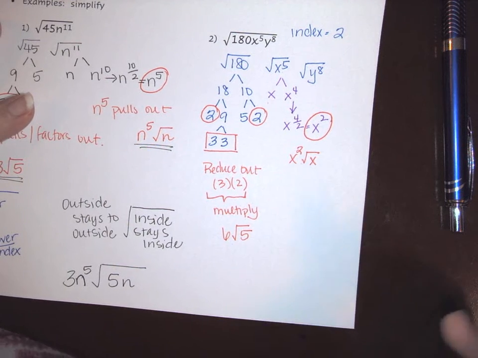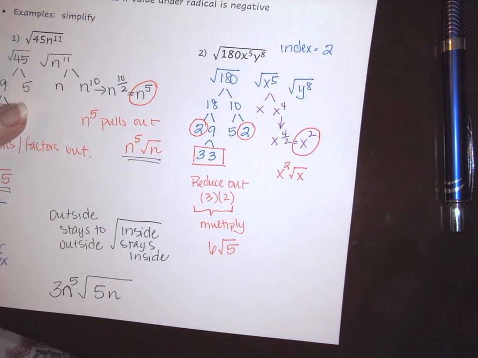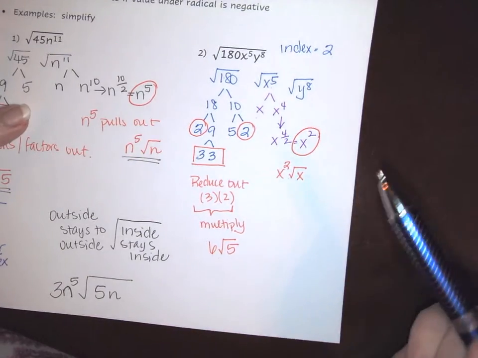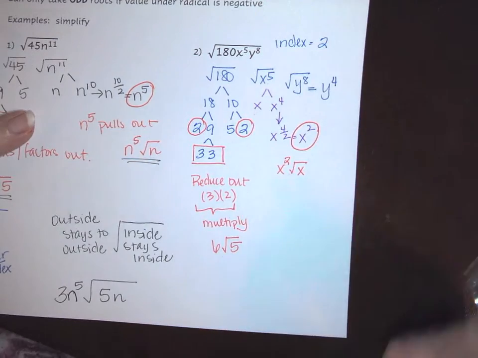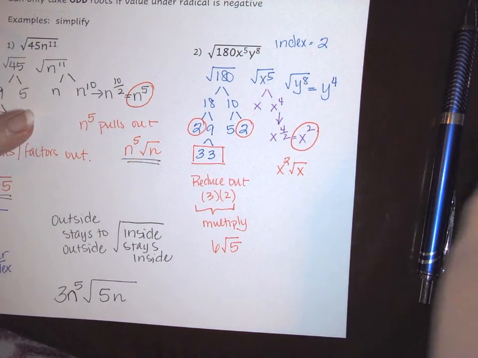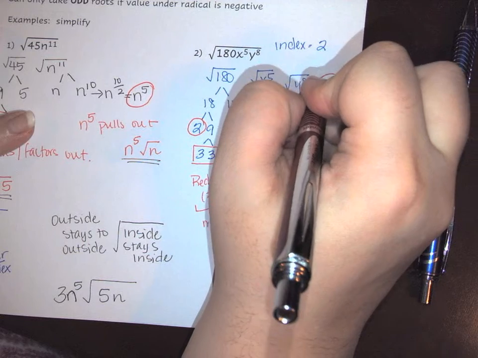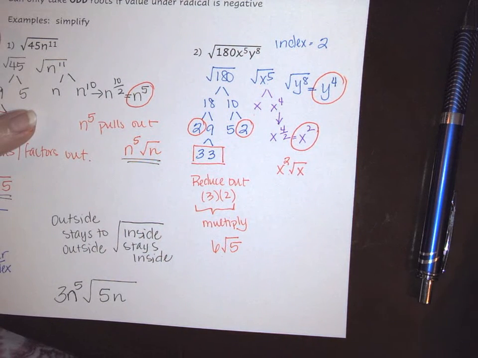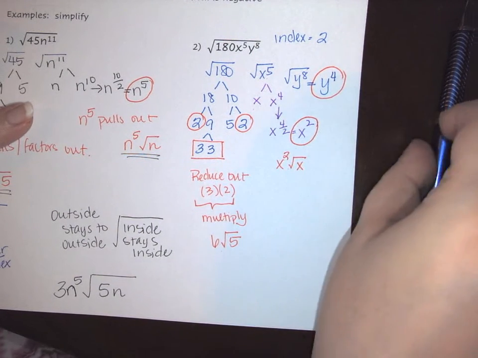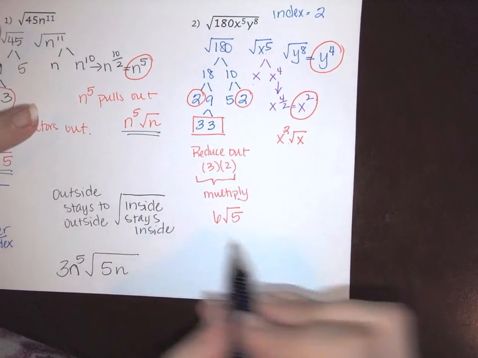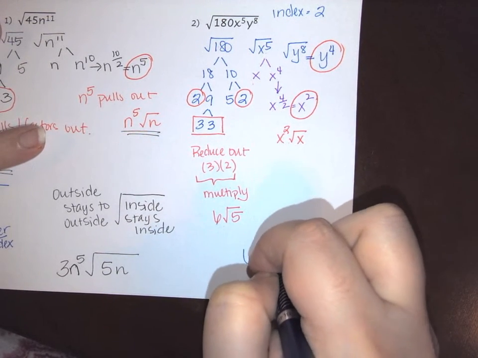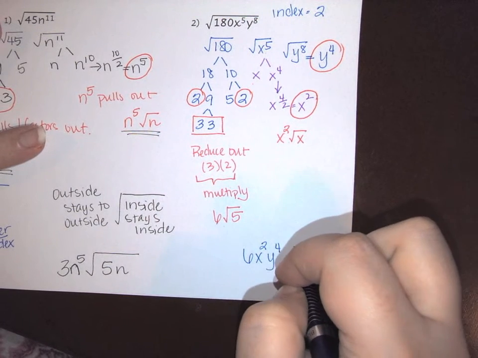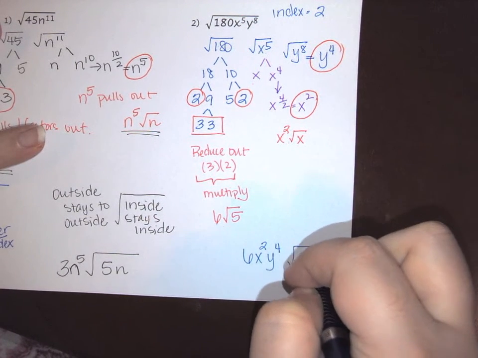Okay. Now, last but not least, we have this y to the 8th, and 8 divided by 2 works out nicely. It comes out to being y to the 4th, and so that is what pulls out. So when we're looking at this, my y to the 4th is going to be the term that pulls out. And so therefore we can do the same thing we just did. In other words, what's on the outside stays outside. So we have 6 x squared y to the 4th. Then we have the square root, and we have a 5x.